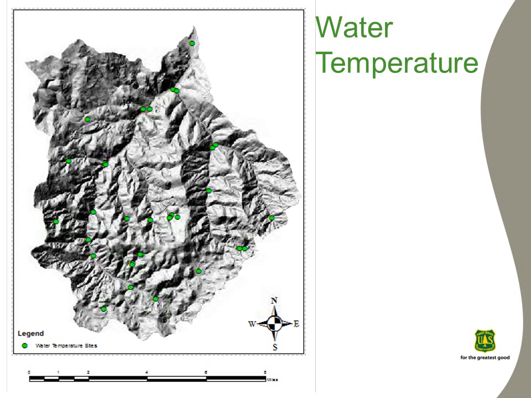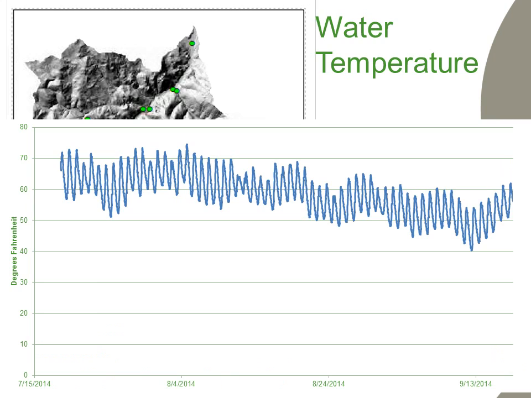Water temperatures were measured at 25 locations throughout Camp Creek, these green points, to understand cool water inputs and water temperature trends. This graph represents Camp Creek near Sulphur Creek. The device takes measurements every hour. On the x-axis is the date, and on the y-axis is the stream temperature in degrees Fahrenheit. It was placed in the stream just after July 15th and taken out in mid-September of 2014.